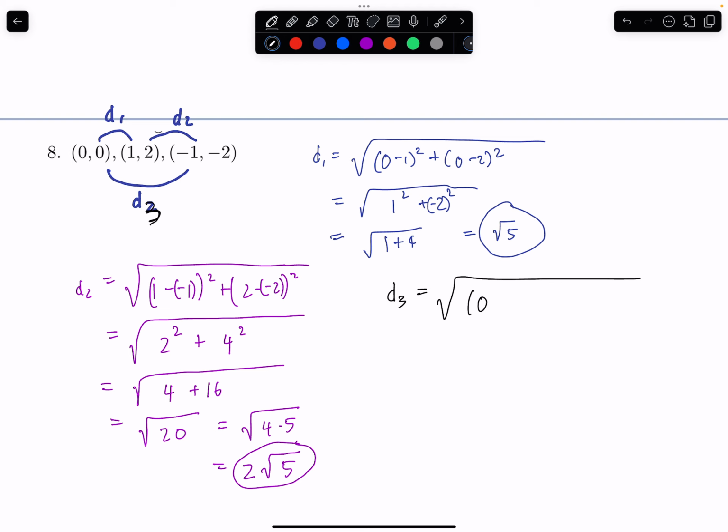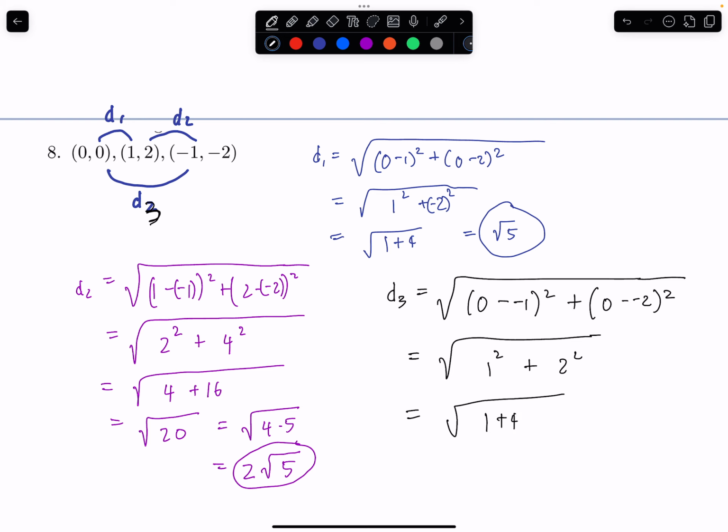0 minus negative 1 squared. That's the x values. And then 0 minus negative 2 squared. That's the y values. Which is the square root of negative 1 squared, or positive 1 squared actually, because it's 1 minus the negative. And then minus negative 2 is positive 2 squared. That's positive. So I've got, interesting. This is the square root of 1 plus 4 again, which is the square root of 5.